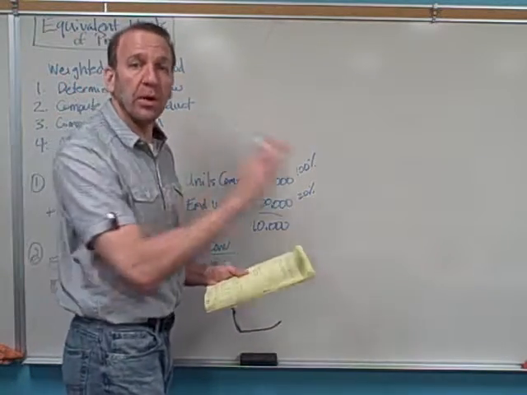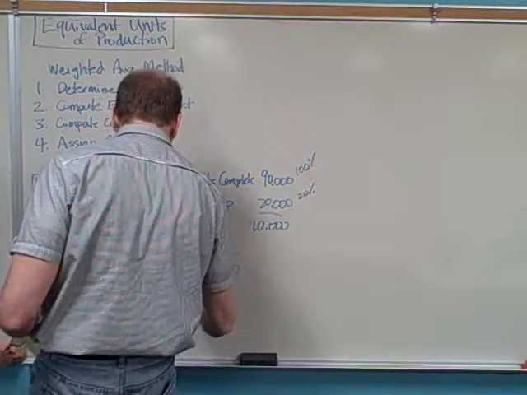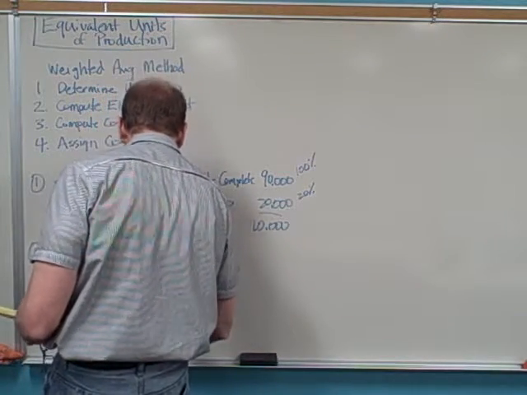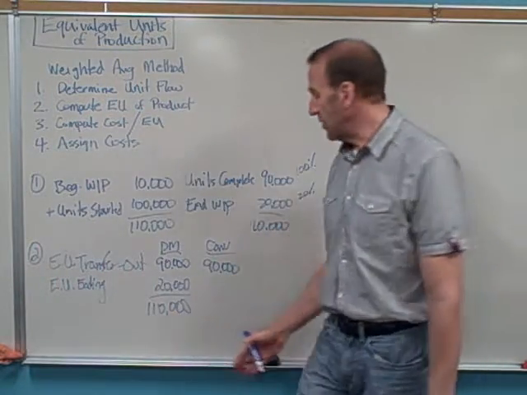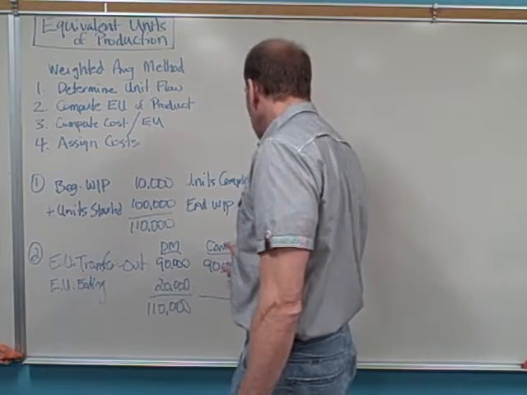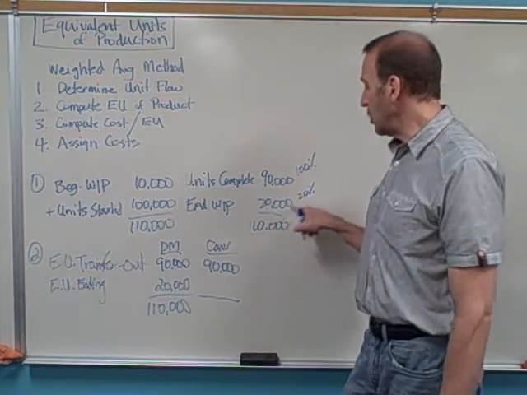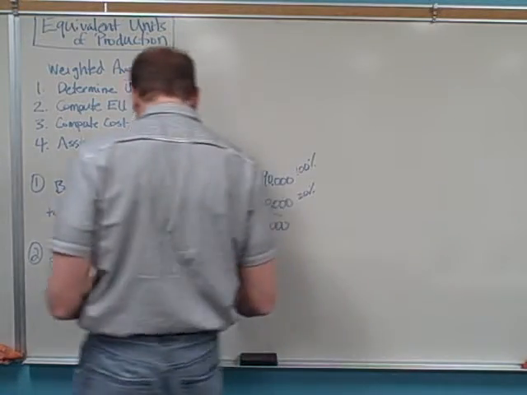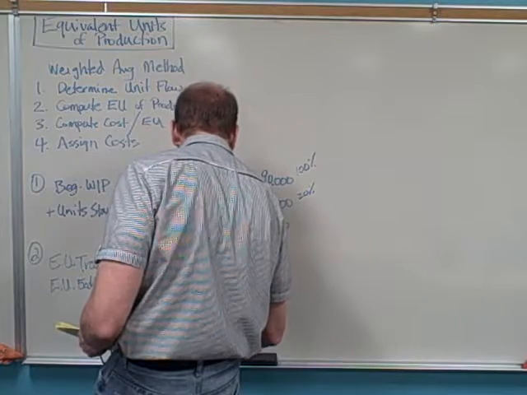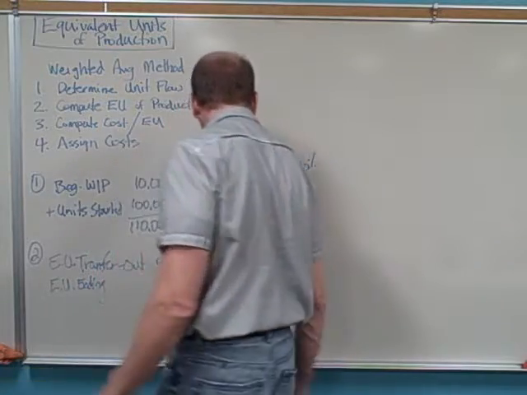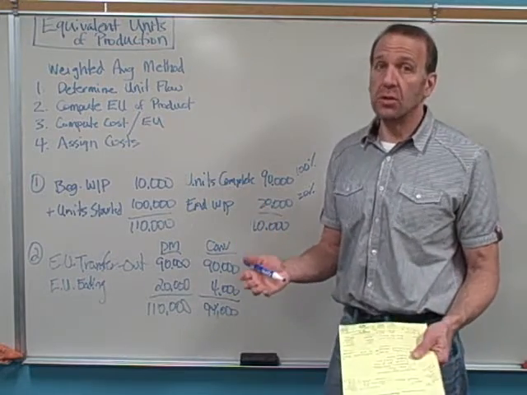All the materials were put into the process. So we're going to put 20,000 right there. So with respect to materials, they're complete. There's 110,000 units. Equivalent unit-wise, though, for conversion, only 20% of this is complete. So 20% of 20,000 is 4,000. So with respect to conversion costs, we only have 94,000 equivalent units. So these 20,000 are equivalent to 4,000 complete units.